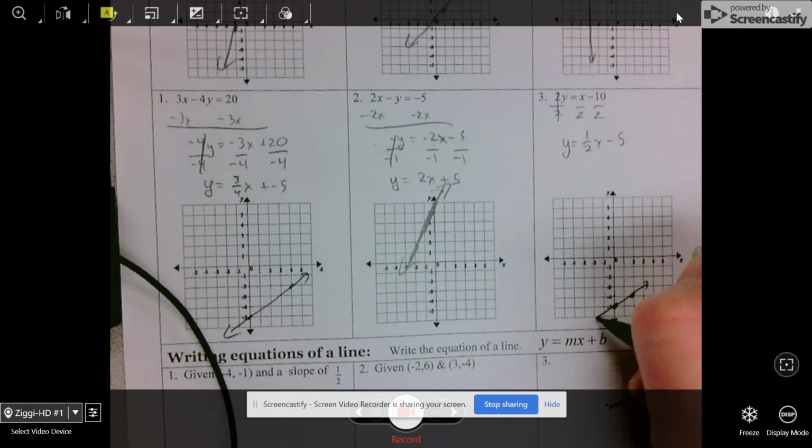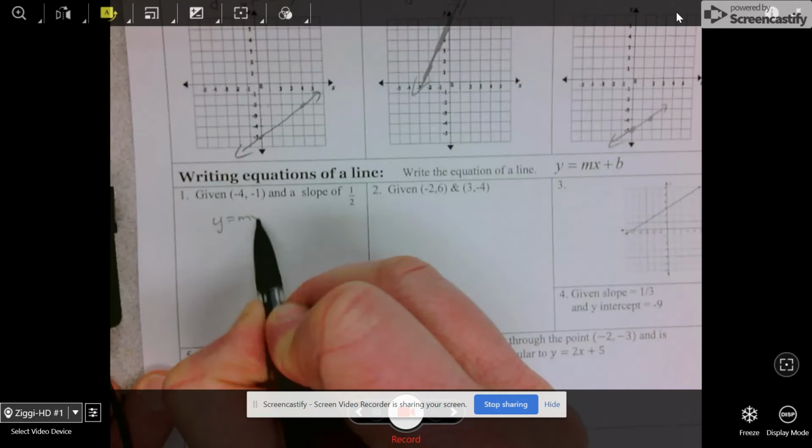Now I can take my point and plug it in. Negative 1 equals 1/2 times negative 4 plus b. B equals 1. That's not your answer. The answer is y equals 1/2 x plus 1. Always write the final answer as an equation.